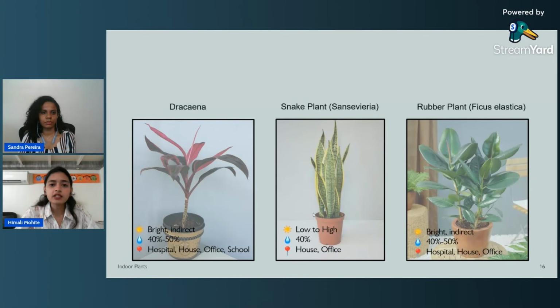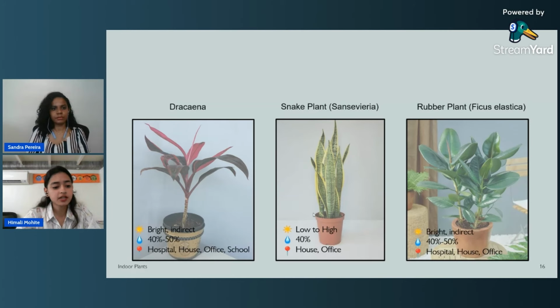Then we have plants which can be placed on the floor, like Dracena, snake plants, and rubber plant. So, Dracena requires bright and indirect sunlight, about 40 to 50% moisture, and it can be placed at hospitals, houses, offices, and schools. Then, snake plants, which require low to high sunlight, and it requires 40% of moisture, and it can be placed at houses and offices.